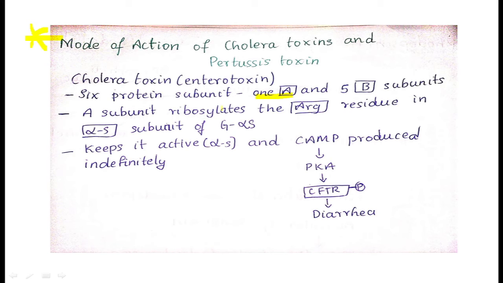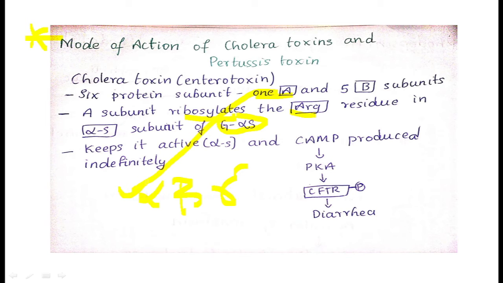This A subunit ribosylates arginine. It ribosylates the arginine residue in the alpha S subunit of G alpha S. So what does this A subunit of the cholera toxin do? It is going to do ribosylation of the alpha subunit in the G alpha S. We have studied the alpha, beta, gamma in the GPCR, right? So this A subunit is going to do ribosylation.